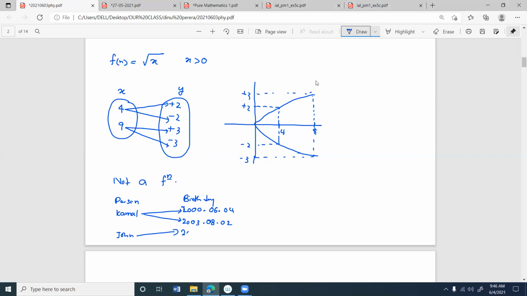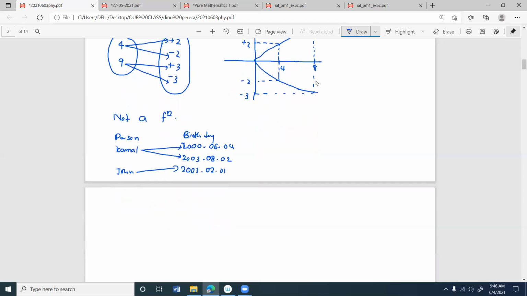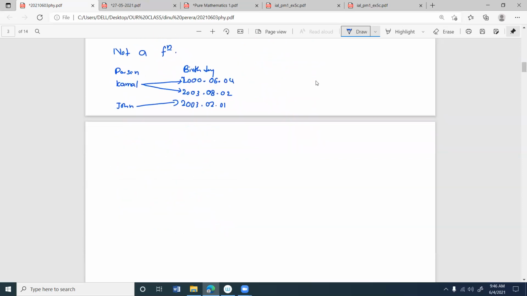Then this is 2003 and 2 and 1. So in this case, nothing to worry. Over here, because this condition is violated, it's not possible for this situation. But the opposite is possible. This is person and birthday.